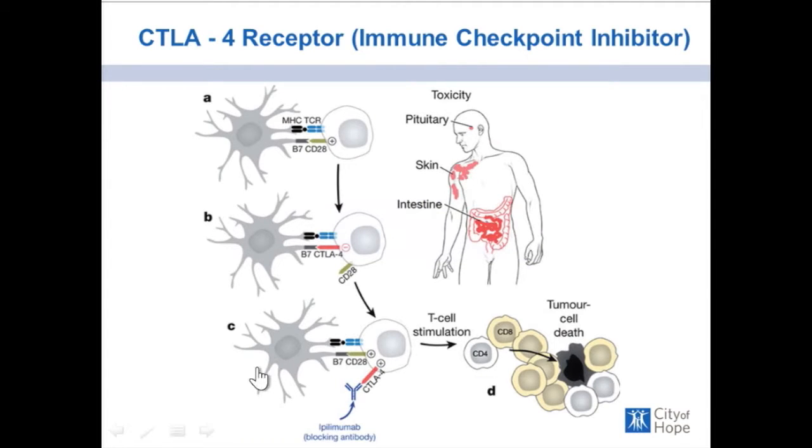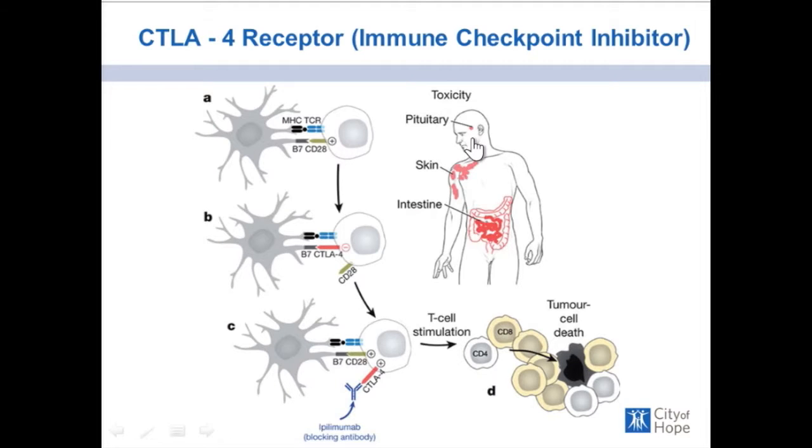And now we have antibodies that can block these inhibitory signals, and as a result, there's a dramatic response that occurs through T-cell stimulation and death of the tumor in a whole spectrum of solid tumors and blood cancers, including most recently Hodgkin's disease, with over 90% response rate.